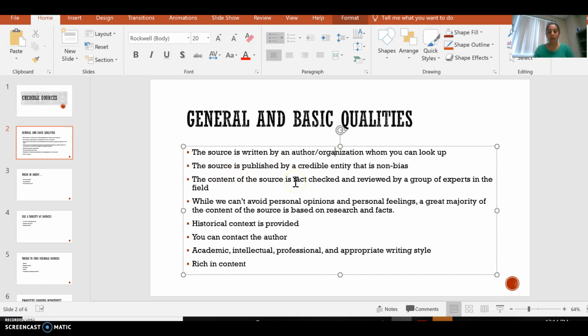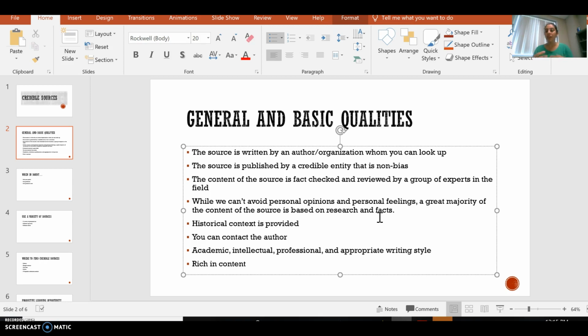The content of the source, yeah. So while we can't avoid 100% personal opinions and personal feelings, after all, we're all human beings, what we write does reflect what we feel in our heart and our values and morals. A great majority of the content of the source should be based on research and facts, meaning studies. And so the article should constantly be referencing this study, this source, this time period, and this historical event.